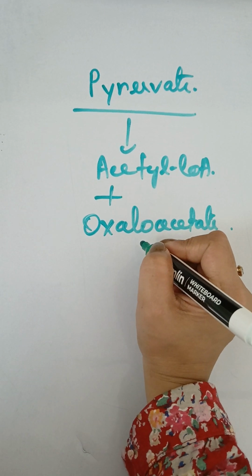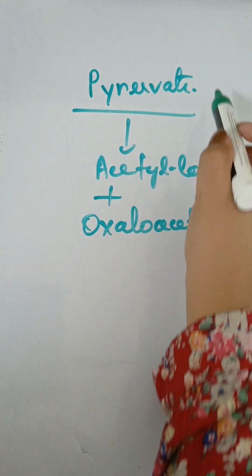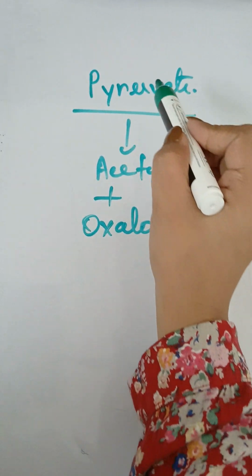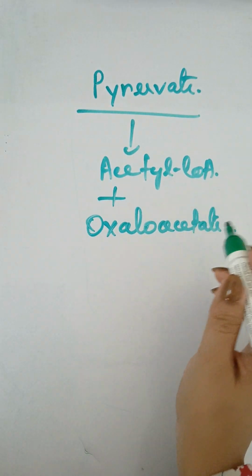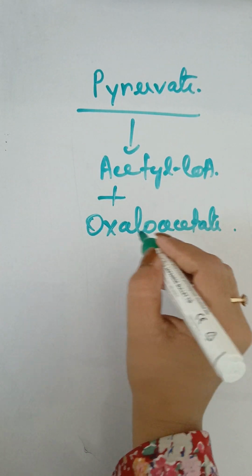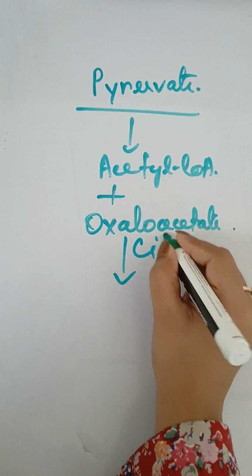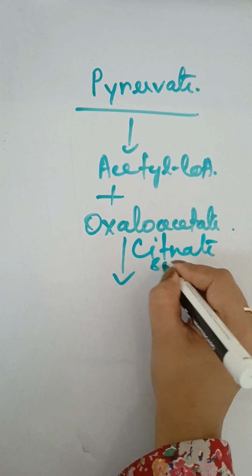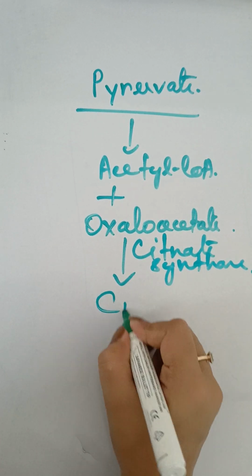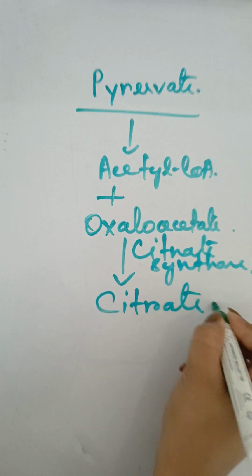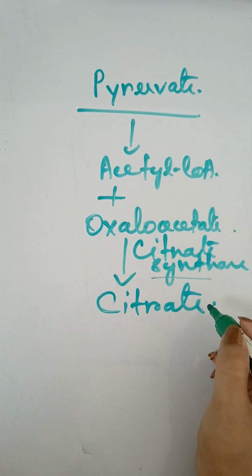Hey everyone, in this video I'll be talking about the whole citric acid cycle pathway. It starts from pyruvate, and after decarboxylation it gives rise to acetyl-CoA. When acetyl-CoA is condensed with oxaloacetate, or oxaloacetic acid, with the help of an enzyme known as citrate synthase, it will give rise to what? Citrate. Citrate synthase means it will synthesize citrate, which is why citrate is the product.